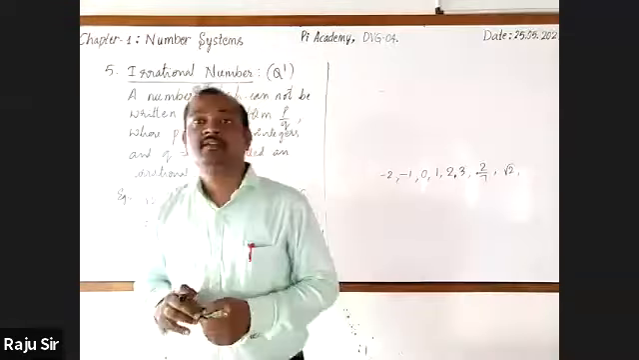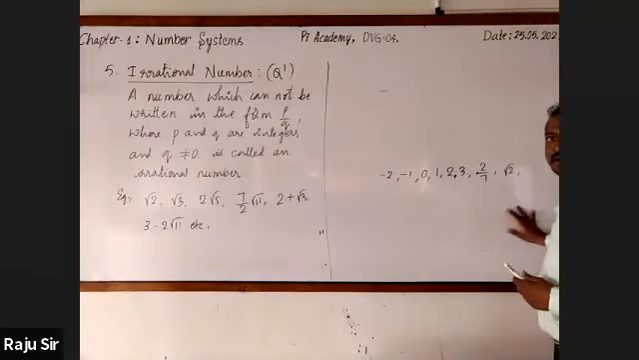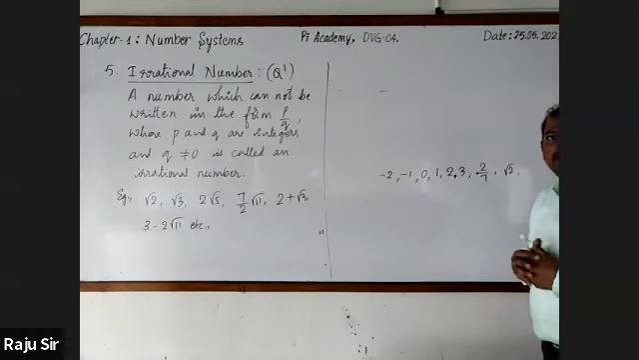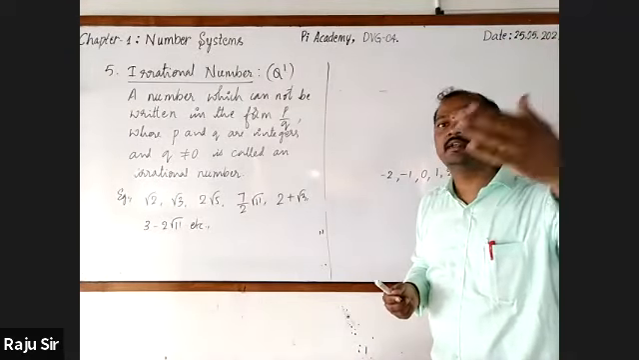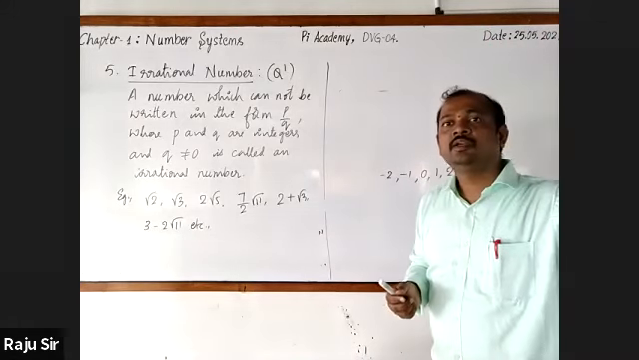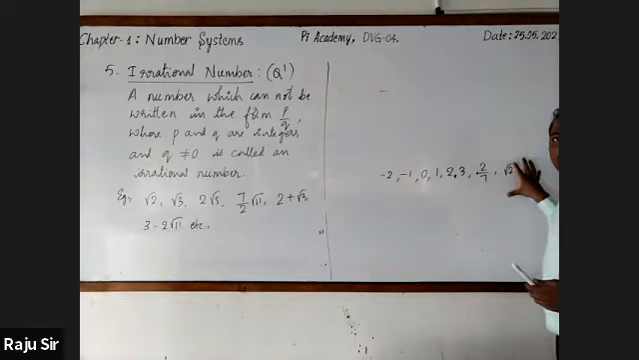If it cannot be written in the form of P by Q, irrational numbers. Dear students, you can notice that in this collection we have all rational numbers and irrational numbers. You know that all natural numbers are rational, whole numbers are rational, integers are rational. So can we say it is a collection of rational and irrational numbers? Yes, sir. Then what do you call this collection?